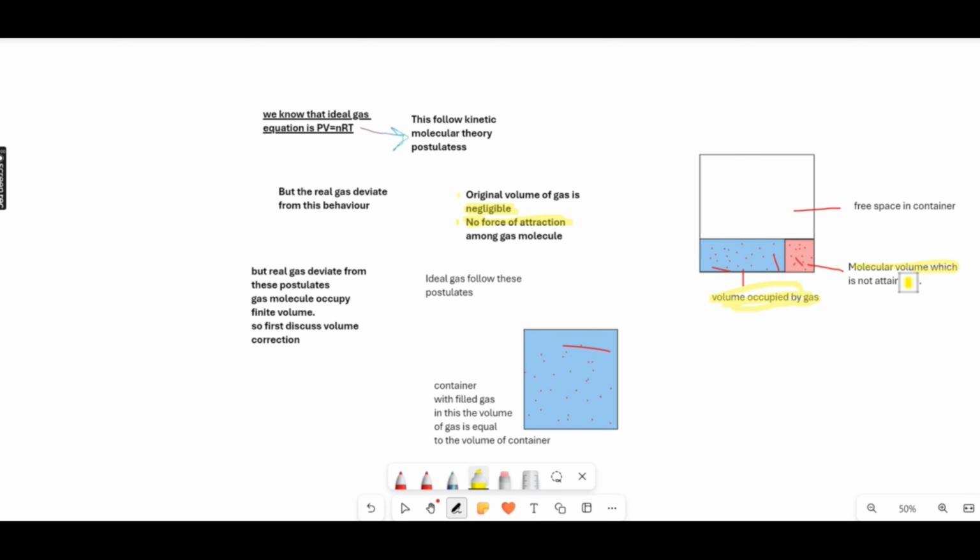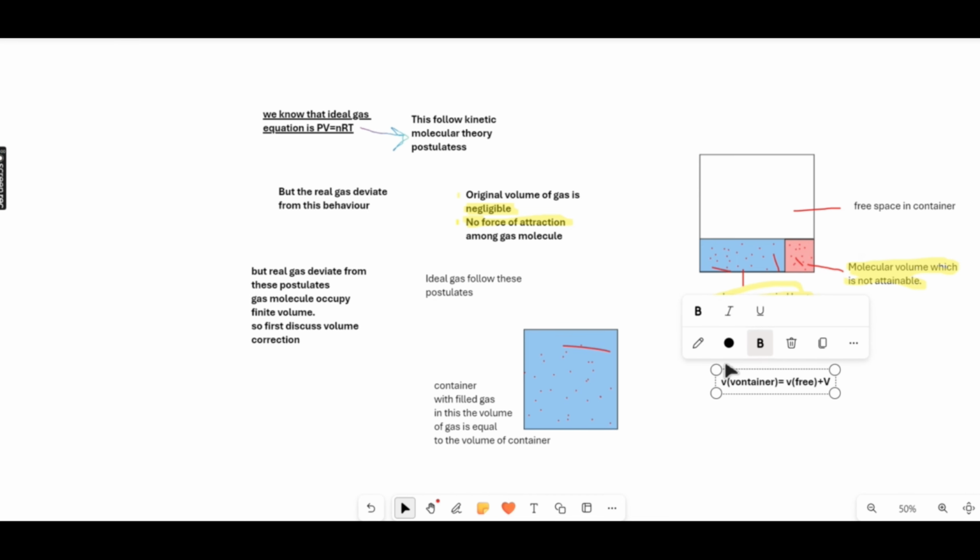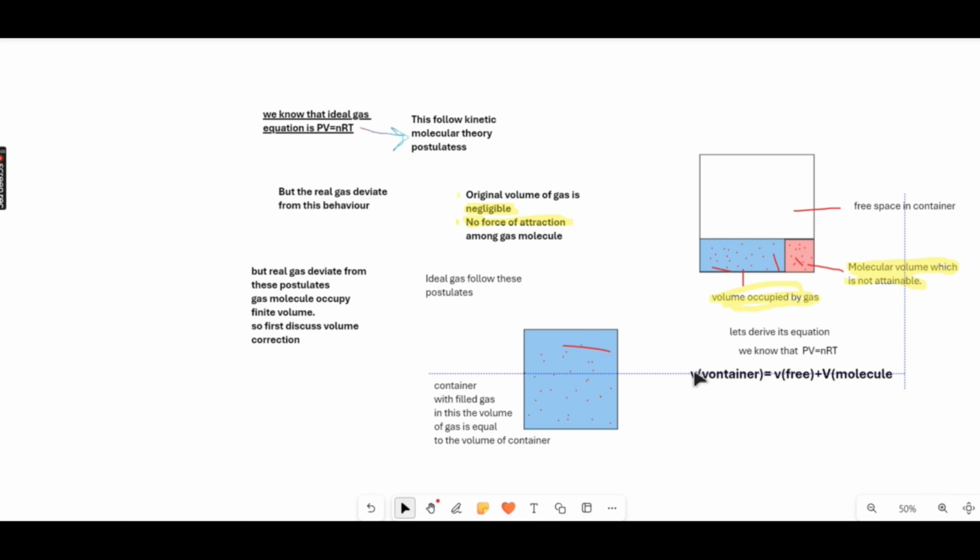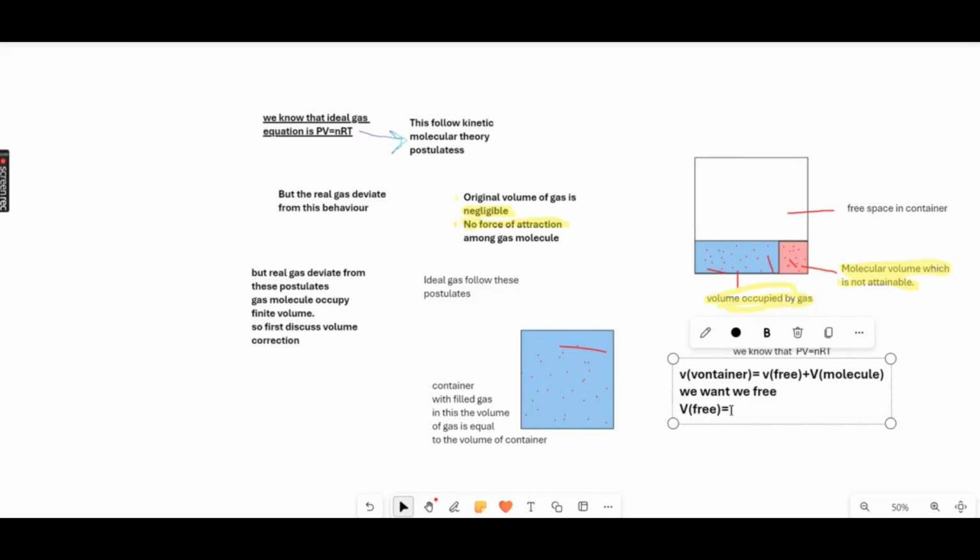Let's derive its equation. We know that PV equals nRT. Here we can find the value of V. We know that the whole container volume is equal to V free, the available space for the gas molecules, plus the volume of the gas molecules. Here we want V free, because it is the available space for the gas molecules. So V molecule is plus on one side, and on the other side it will be minus. V free is equal to V container minus V molecule. Sorry for the spelling mistakes here.